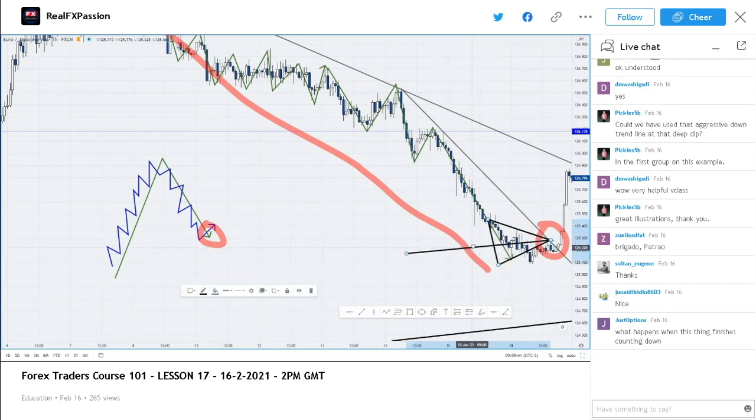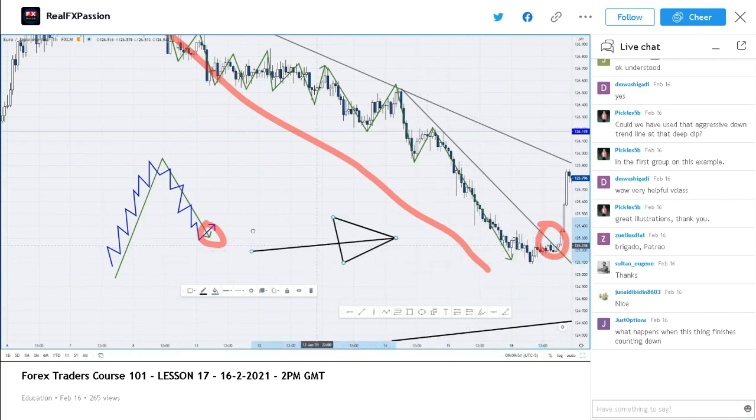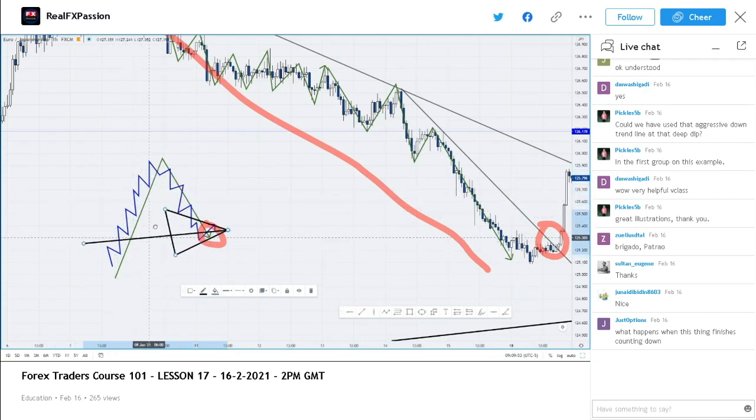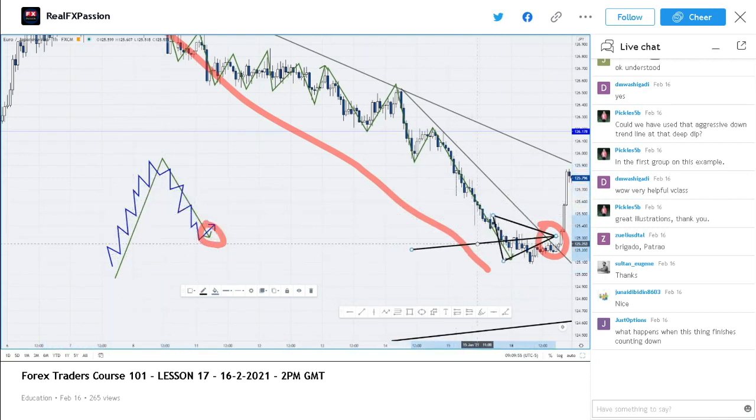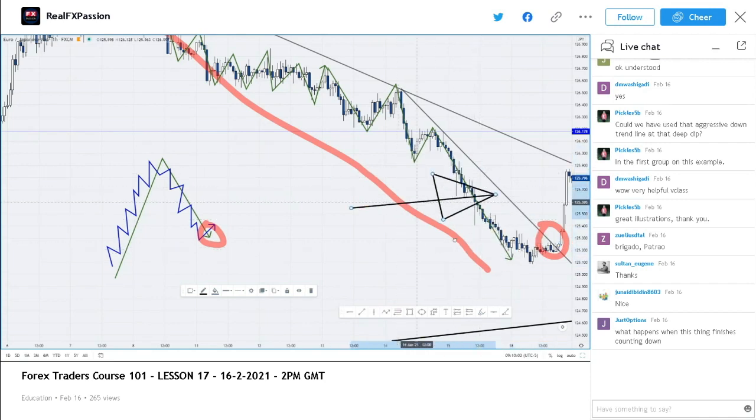Today, lesson 17. Do we have a counter trend line break? Beginner traders? Sultan says yes. Great. Second question. Do we have a change in the short-term trend? Zuel says no. Yes, we do. Pickle says yes. Yes, we do, Zuelius. This is a counter trend line break.